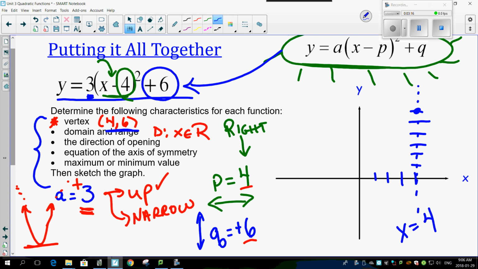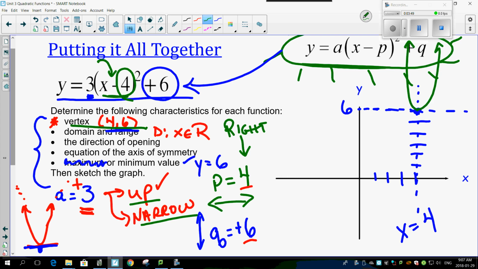Then maximum and minimum value. Well, think about it. If it's opening up like this, it's going to have a minimum, a low point. And the low point is going to be right here. That low point is 6. So we have a minimum value of y equals 6. And then the rest of the sketch of the graph is going to be very easy because we know that this vertex is (4, 6). We're opening up and we're opening quite narrow. So the sketch is going to look something like that. That's good enough.